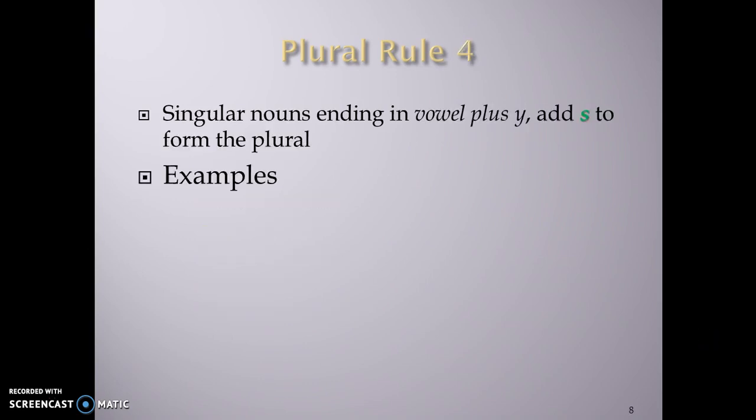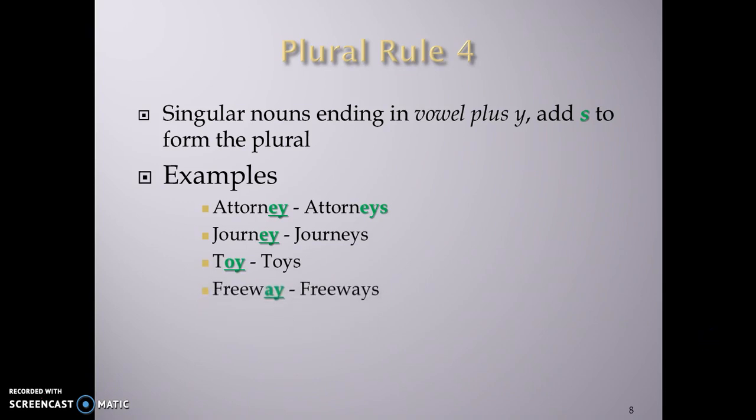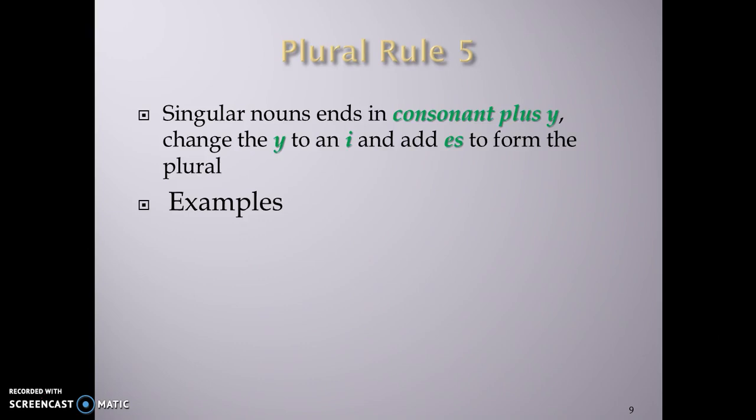Rule number 4. Singular nouns ending in a vowel plus Y, you want to add an S to form the plural. So we're talking about a vowel plus Y, not just the letter Y, but a vowel plus Y. So attorney ends in EY, becomes attorneys. Journey, EY, becomes journeys. Toy becomes toys. And freeway becomes freeways.